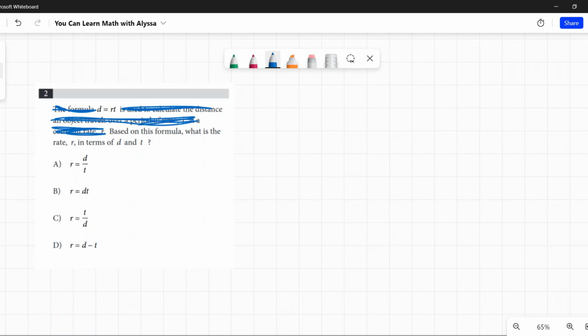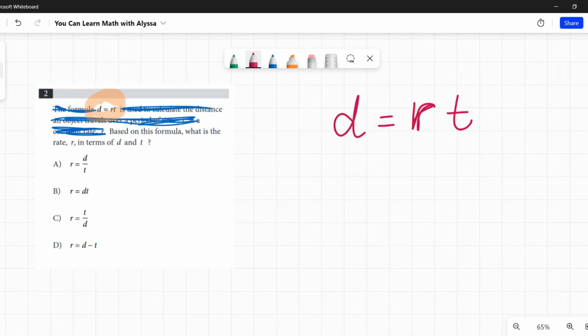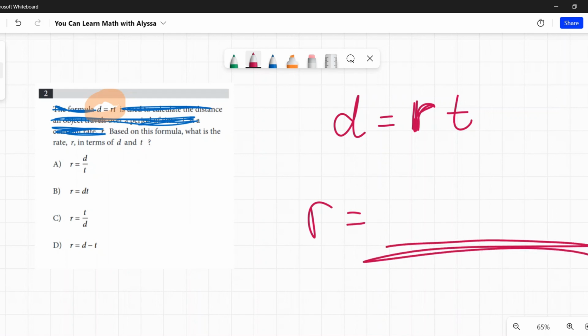Here's what matters. D equals RT. Based on this formula, what is the rate R in terms of D and T? Anytime we're asked, what is this expression in terms of this, or what is the rate R in terms of that, they're wanting you to get whatever they're asking for by itself. In this case, what is the rate R? They want R by itself and, in terms of D and T, they want the D's and the T's over on the other side. That's what that means always.